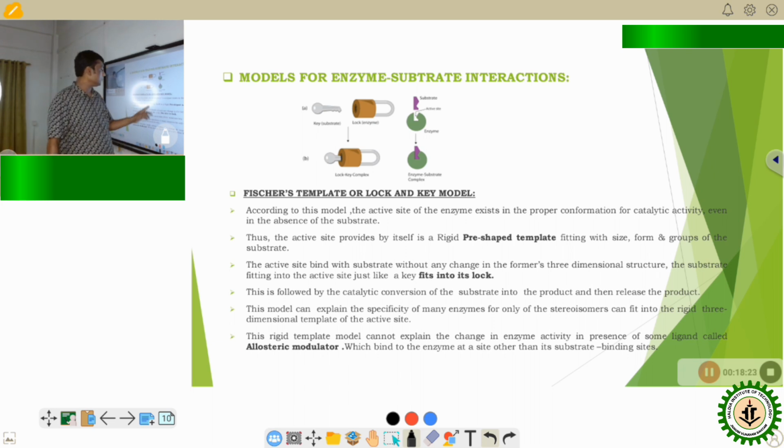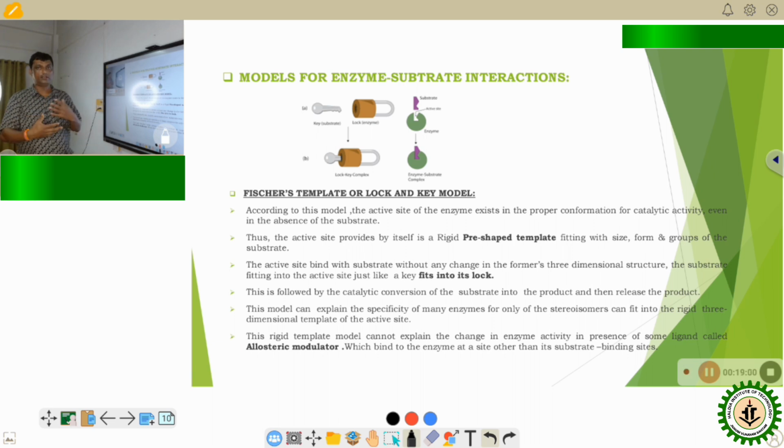So according to this model, the active site of enzyme exists in the proper conformation for catalytic activity even in absence of substrate. The active site provides by itself a rigid preformed template in which the substrate fits, fitting with the size, form and groups of the substrate. So a specific substrate can fit. The active site binds the substrate without any change in the enzyme's three-dimensional structure. The substrate fits into the active site just like a key fits inside the lock. This is followed by catalysis.